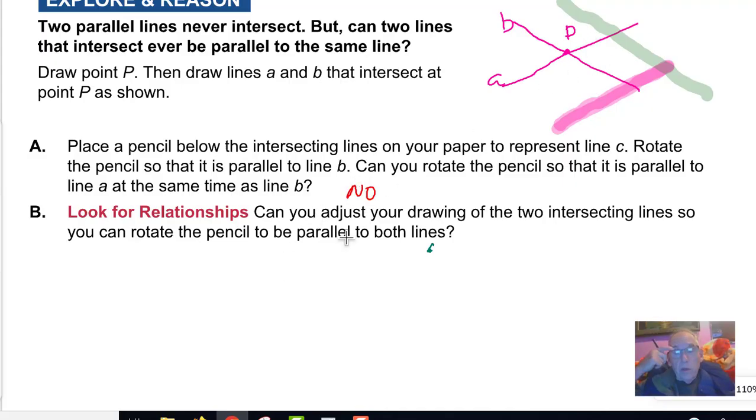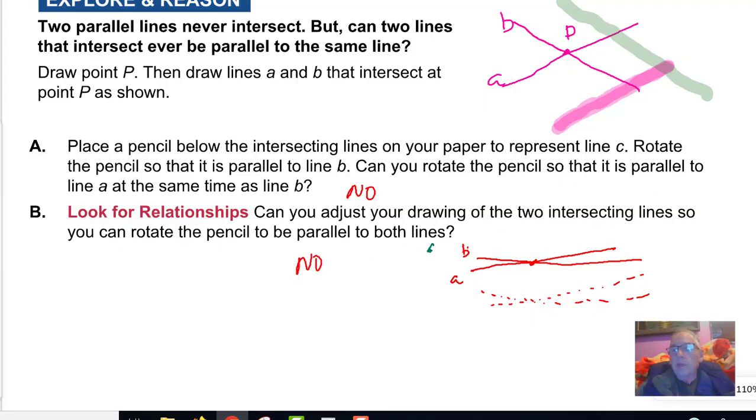Can you adjust your drawing of the two intersecting lines so that you can rotate the pencil to be parallel to both lines? Well, if we try to make the lines almost parallel to each other, this is probably the closest we could get. So here's point P. Let this still be A, and this be B. If we make the pencil parallel to B, we still have to rotate it to make it parallel to A, and we can see that it's never going to be parallel to both of those lines at the same time. So the answer for that is no also. Okay, let's move on.